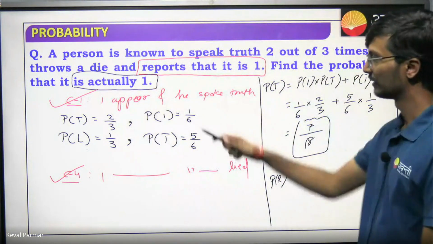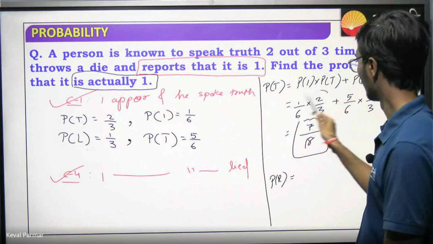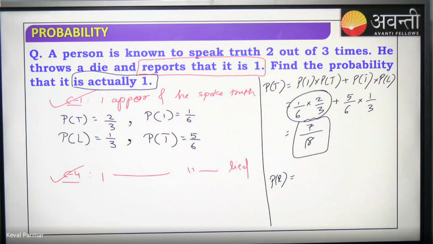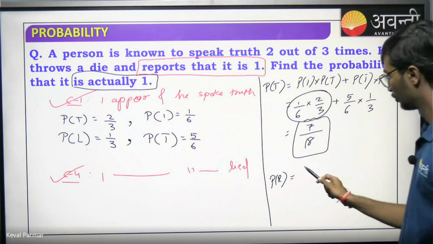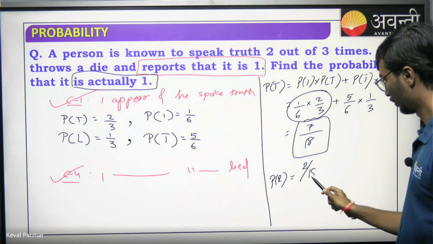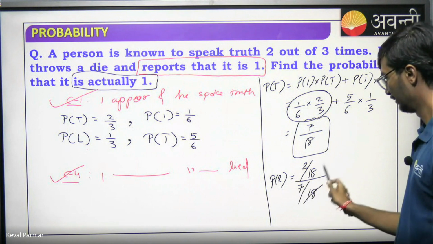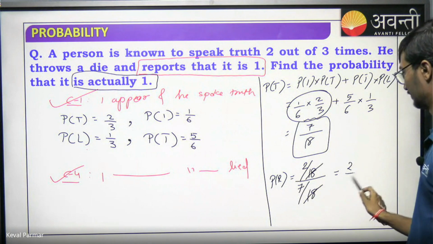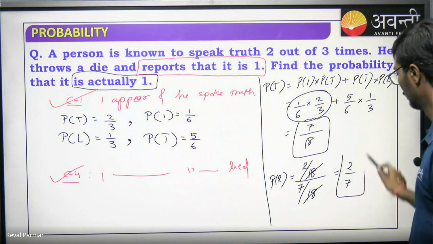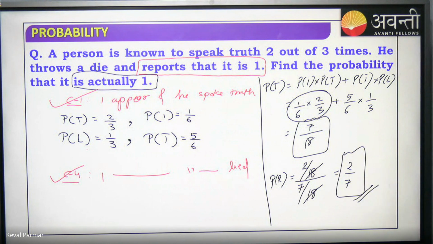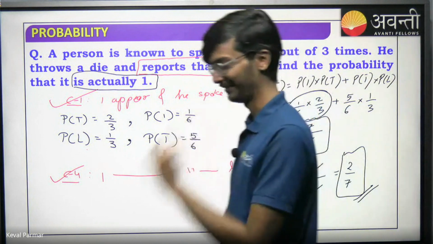So case 1 का probability क्या है? ये रहा. Right? Which is 2 by 18. So the required upon total 18 will get cancelled. That means 2 by 7 is my answer. Good question. It was a previous year question, as expected.